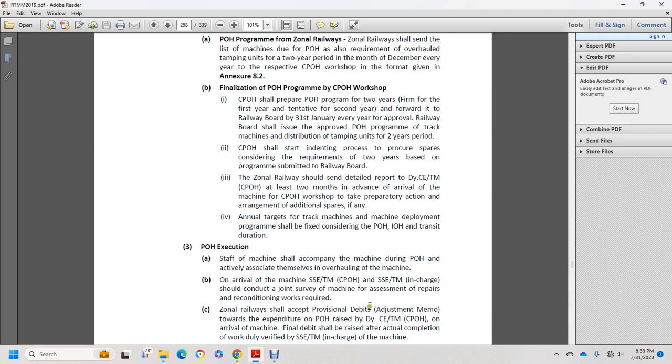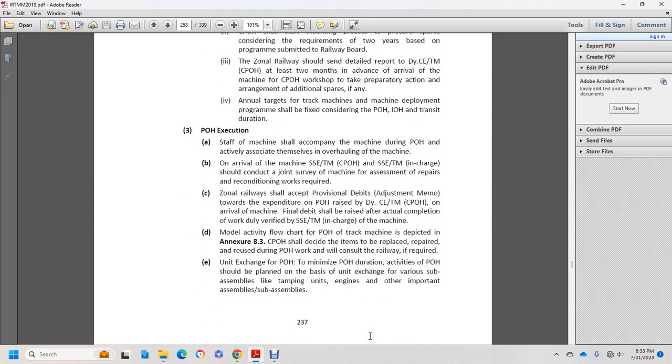The zonal railway shall accept the provisional debits for adjustment, and a memo of the total expenditure for the periodic overhaul shall be sent to the Deputy Chief Engineer, technical, periodic overhaul. After the arrival of the machine, the final debit should be raised after the actual completion of the work, verified by the senior section engineer of the track machine and the person in charge of the machine.